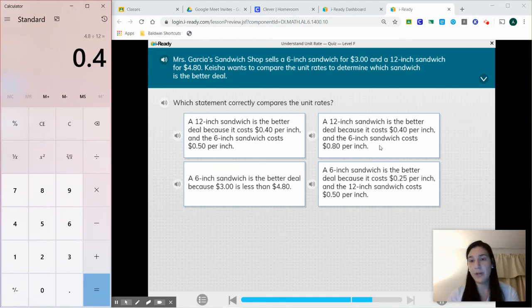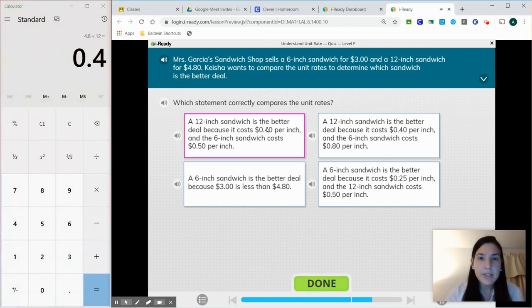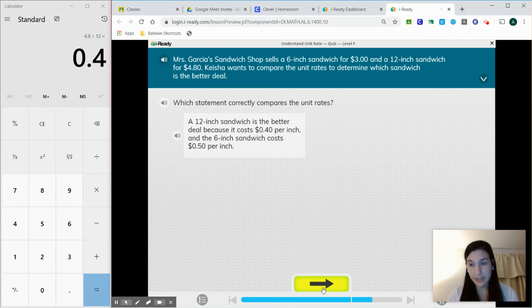So now we want to find the correct statement. It says a 12-inch sandwich is the better deal because it costs 40 cents per inch, and the 6-inch sandwich costs 80 cents per inch. Well, that's not true. A 6-inch sandwich is the better deal because it costs 25 cents per inch, and the 12-inch sandwich costs 50 cents per inch. That one's not true. Let's try this first one. A 12-inch sandwich is the better deal because it costs 40 cents per inch, and the 6-inch sandwich costs 50 cents per inch. There we go, right away. It was the first choice. I just wanted to see all the options. That's why I read a bunch first.